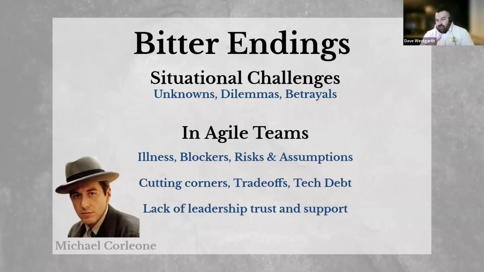So unknowns, we'll all be familiar with these. Team members go off with illness for a week, blockers come out of the woodwork, risks and assumptions materialize that were unknown unknowns. These should be very familiar to people working in delivery focus roles. Dilemmas, we can think of things like cutting corners, making trade-offs, accepting technical debt when maybe we shouldn't. And betrayals, we can think about having a lack of leadership within the team, a lack of trust and support from leadership within the wider organization. These are all things that give you a bit of an indication that we're on the wrong track here.